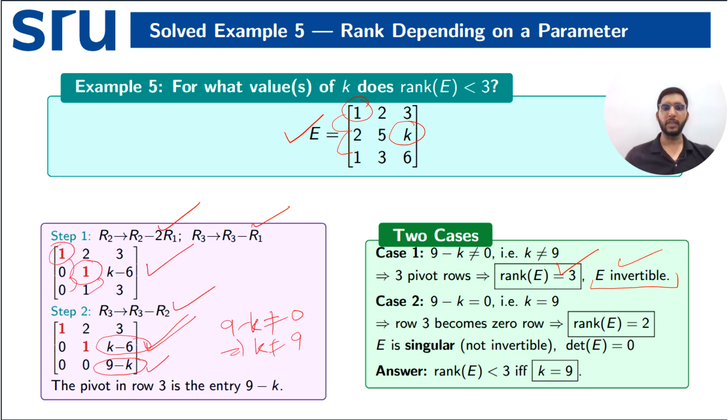Now, if the value of this k is such that 9 minus k equal to 0, in that case k equals 9 and the rank becomes 2. Okay, so this matrix A will become singular, it will not be invertible, and determinant will be 0. Okay, so the question was for what value of k is the rank less than 3, basically this was the question. So our answer is rank will be less than 3 if k equals 9. Okay, and that is the answer here.